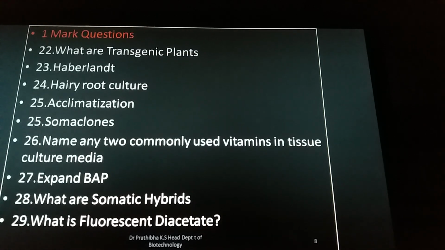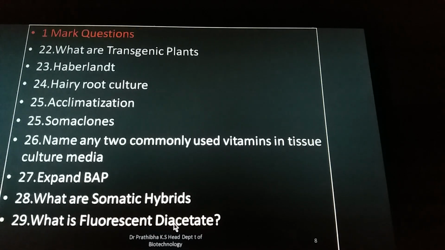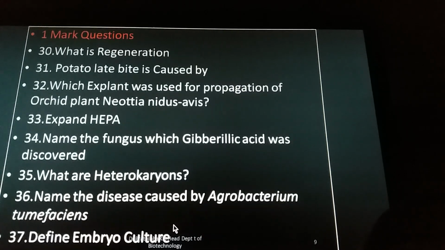Okay. Further, moving on to 22nd question. What are transgenic plants? Haberlandt, hairy root culture, acclimatization, somaclones. Name any two commonly used vitamins in tissue culture media. Expand BAP. What are somatic hybrids? What is fluorescein diacetate? Okay.